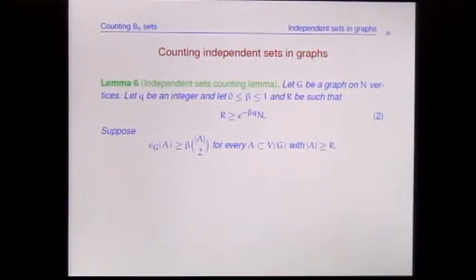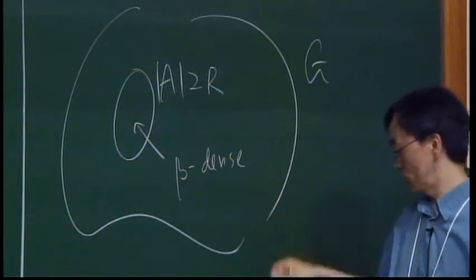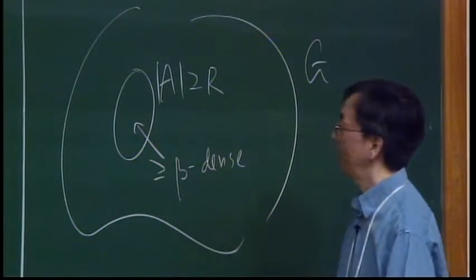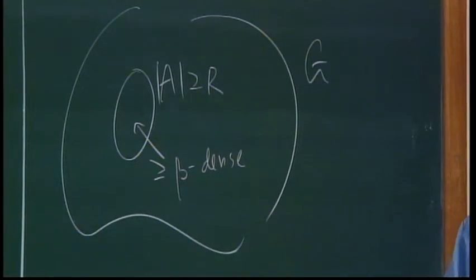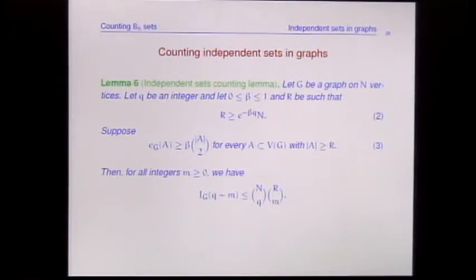You want it to be true that if you take sets of reasonable size, you see many edges, at least beta in density. Then the number of independent sets in this graph G with Q plus M elements, some given number of elements, is given by this bound: N choose Q times R choose M.